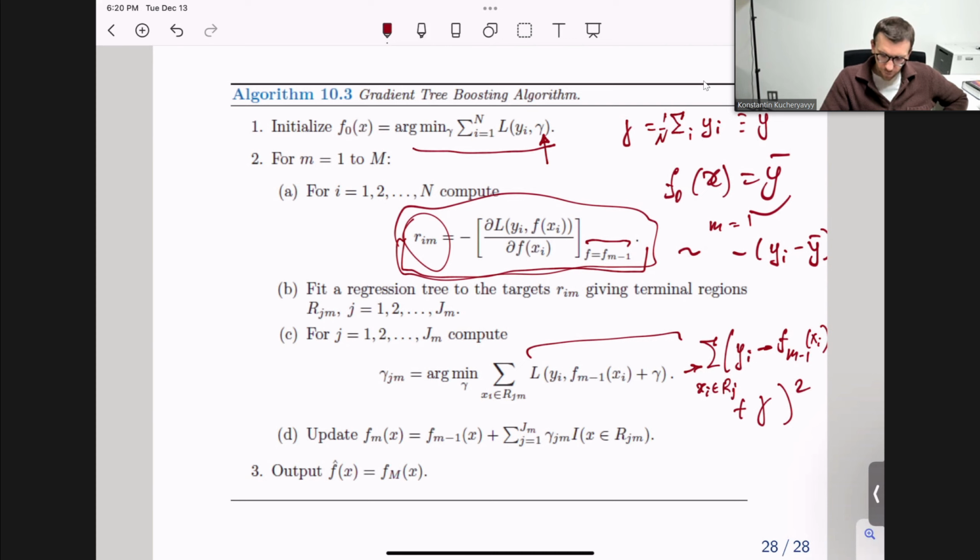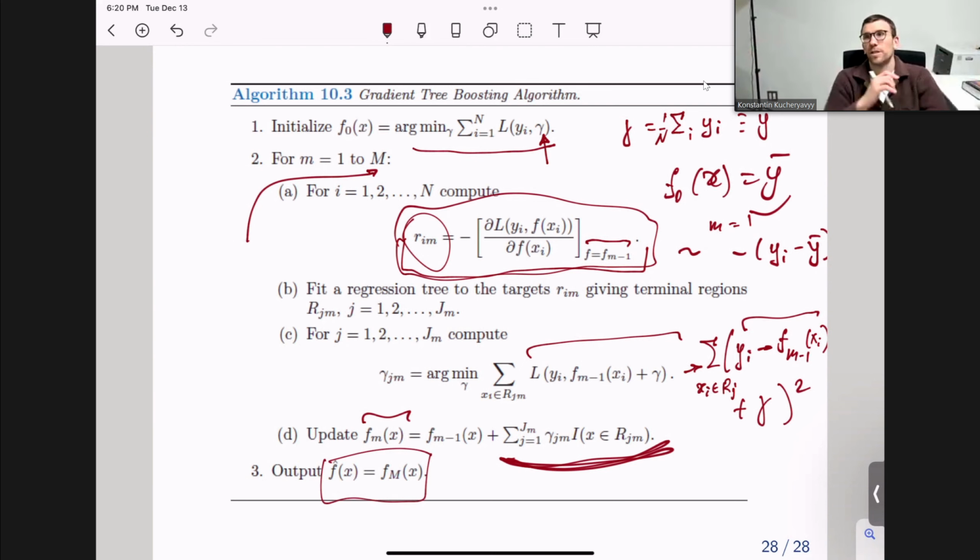So the solution for this problem would be the average value of these residuals. And then we update our predictor by adding the average values of residuals. And then we iterate, the same way as we iterate in stage-wise modeling or AdaBoost, like 100 times or 200 times. And then our output would be the sum of all predictors.